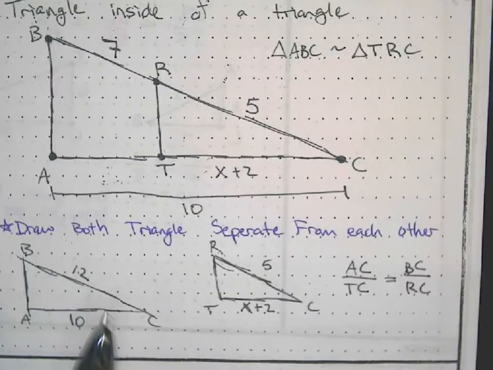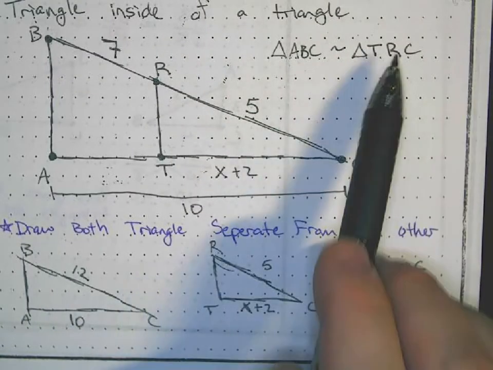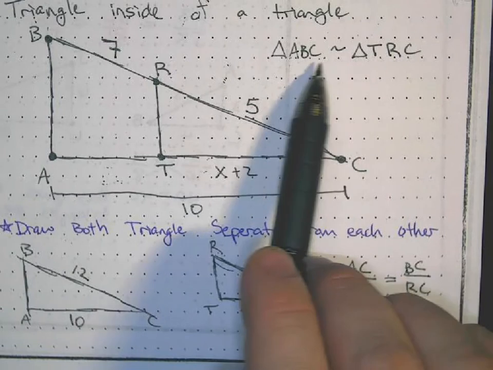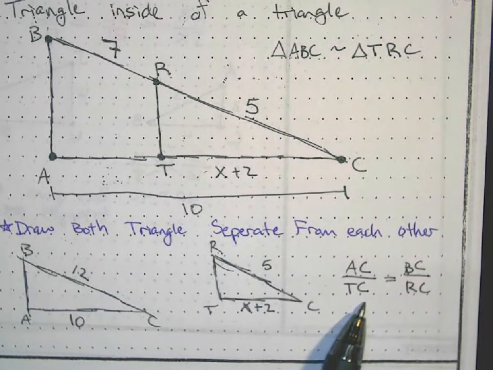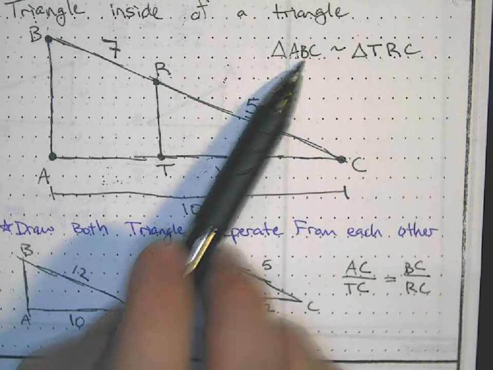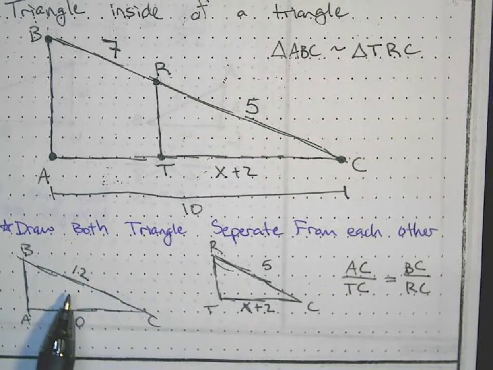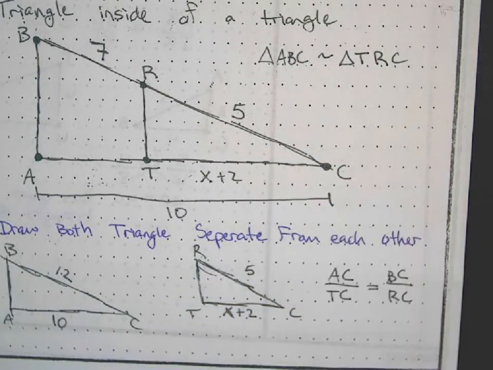I cannot stress this enough. Do not lean on the picture too much. Lean on this similarity statement to help you write the proportion. This is always correct. These triangles spin. So use this to help us, because once we build it, now we just plug in.